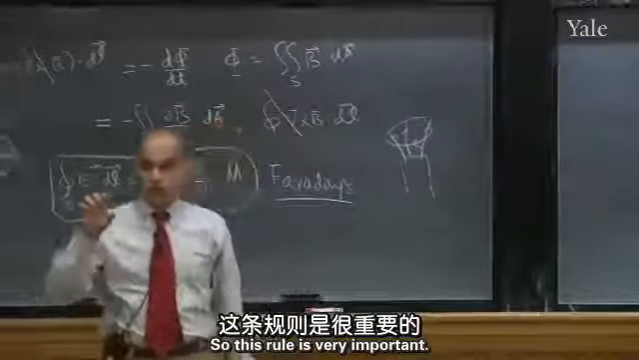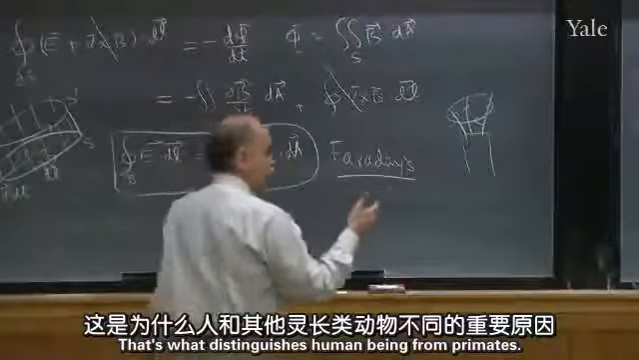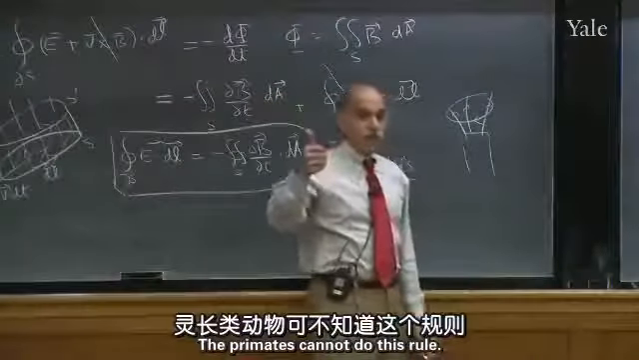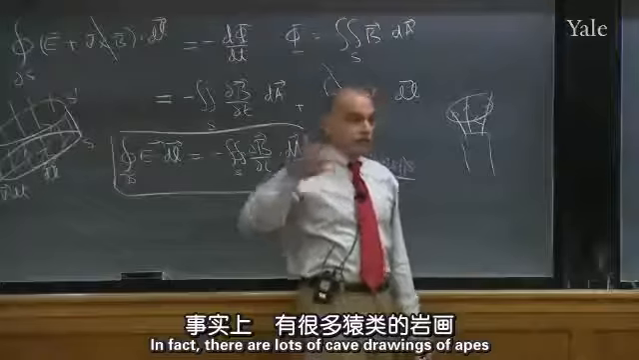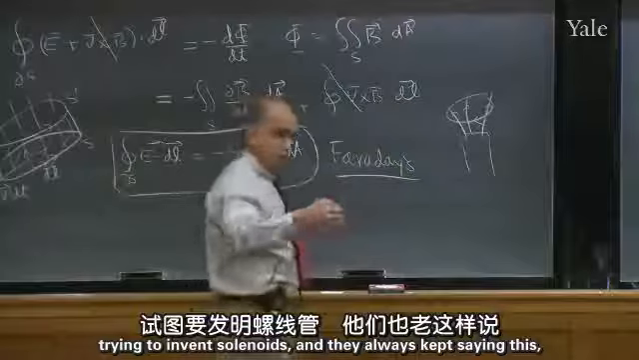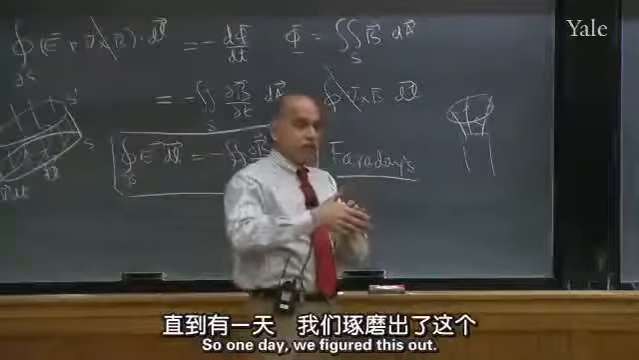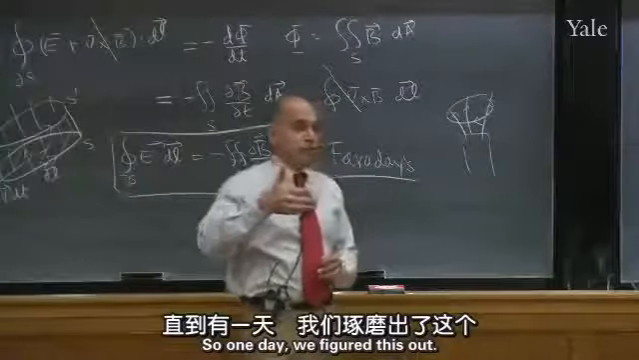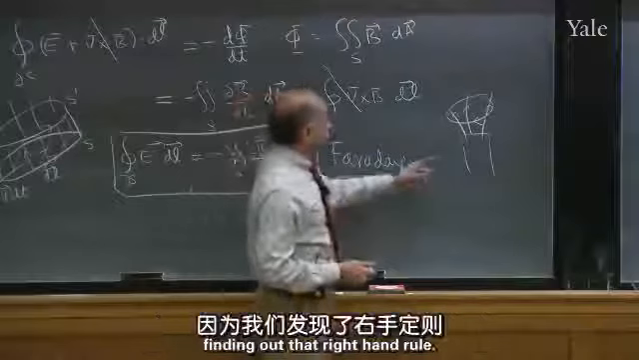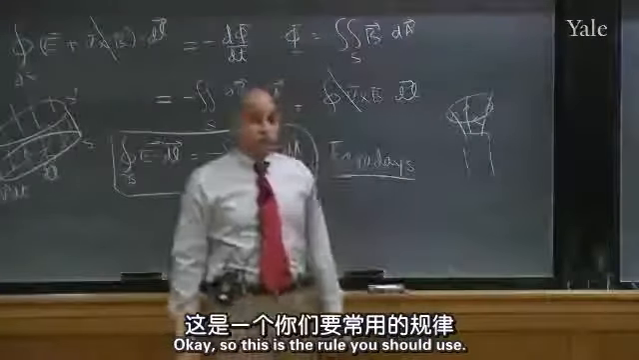So this rule is very important. That's what distinguishes human beings from primates. The primates cannot do this rule. In fact, there are lots of cave drawings of apes trying to invent solenoids, and they always kept saying this, and they thought the magnetic field is parallel to the coil. So one day, we figured this out. That's the beginning of, it's even better than fire, finding out that right-hand rule. Okay, so this is the rule you should use.